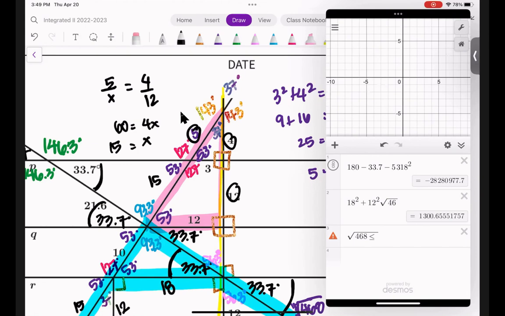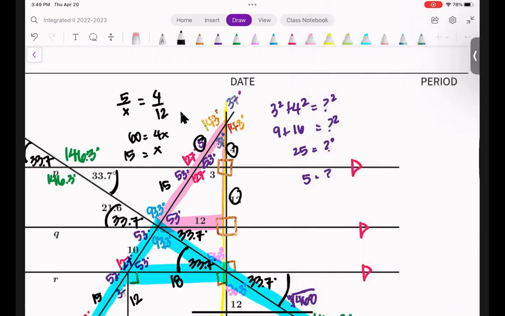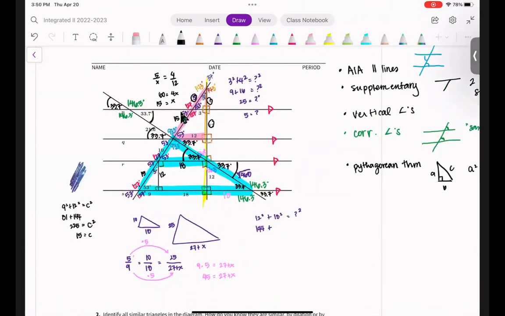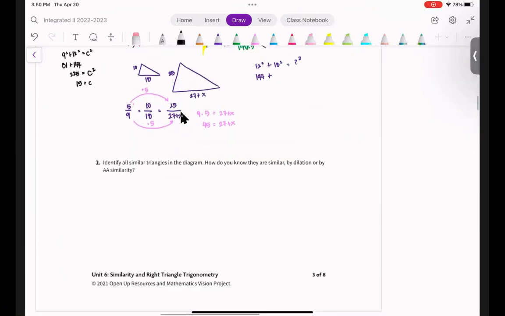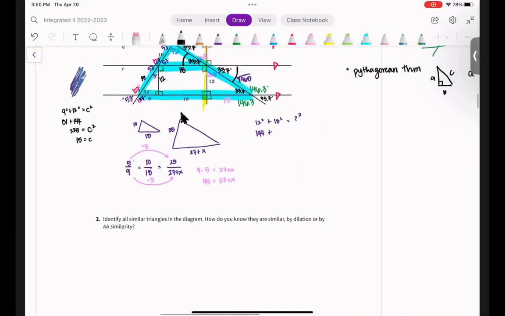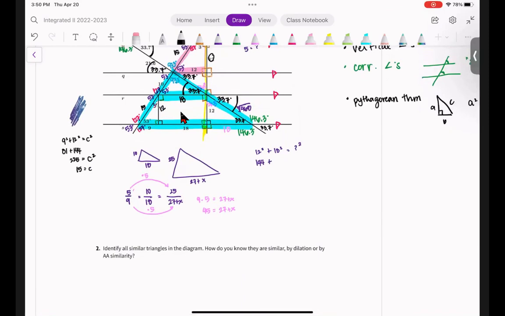Okay, is there anything else that I missed? There's a lot to this problem. There was AIA, supplementary, vertical, corresponding, Pythagorean theorem. So now I want you to identify all triangles in the diagram. Do you know they are similar by dilation or similarity? Go ahead and do that part really quick.